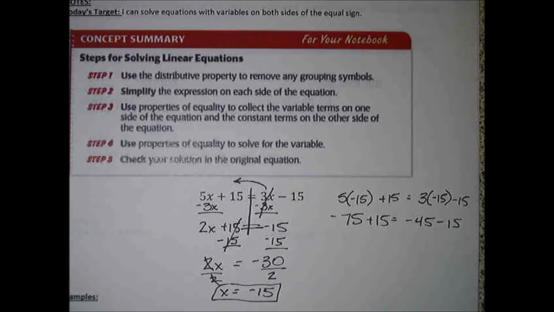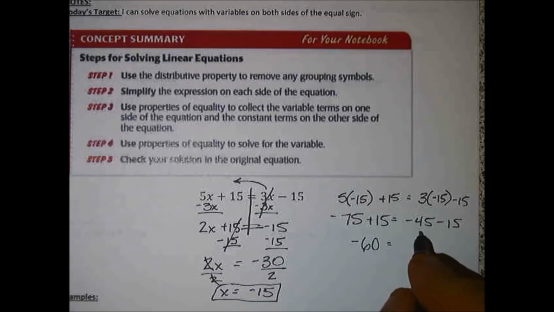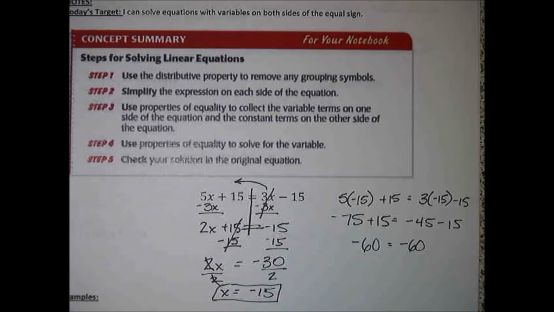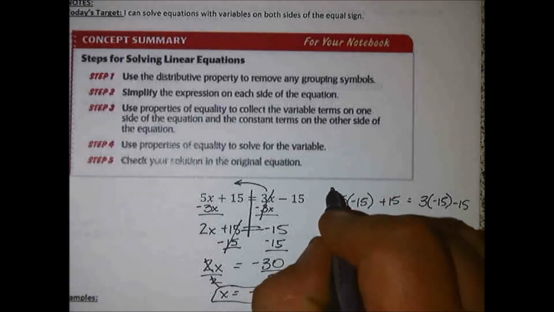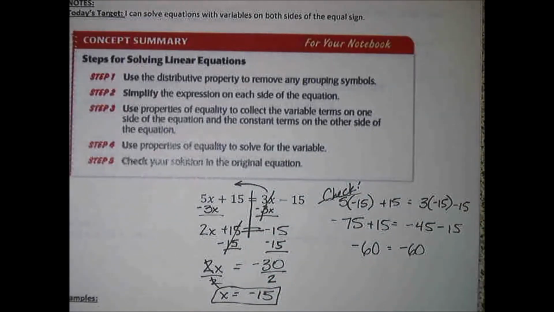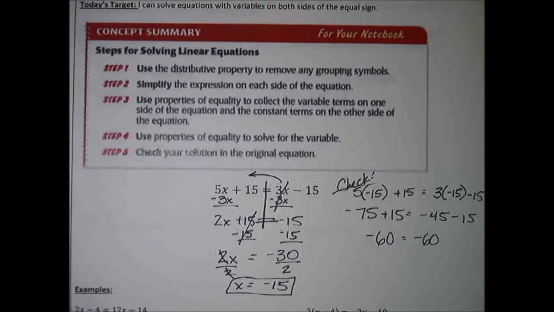So negative 75 plus 15, that's going to give us a negative 60. And negative 45, go back 15 more, is also negative 60. So we get negative 60 equals negative 60. That's what we needed to have. Okay, and that's just a good thing to do every once in a while, is to check your answer. Sometimes I may require it, sometimes I may not. All right, but that's my check on that work.